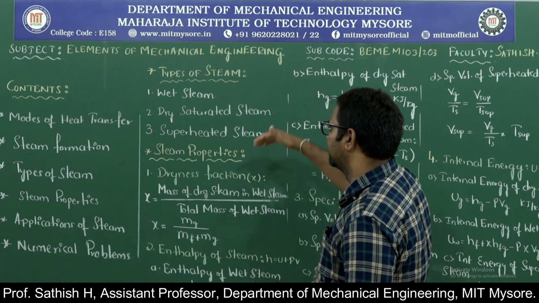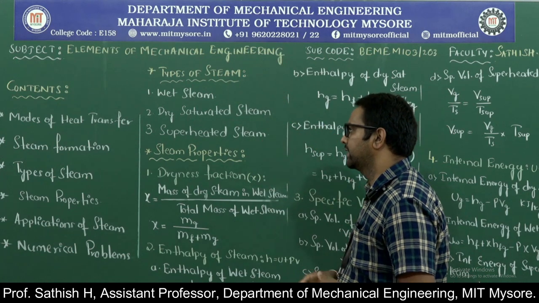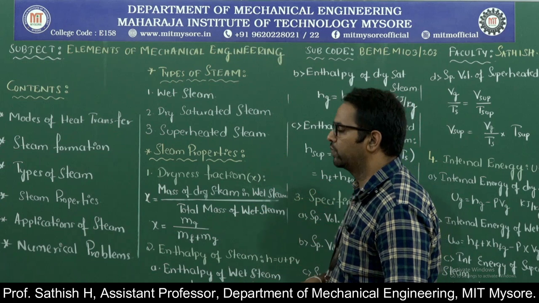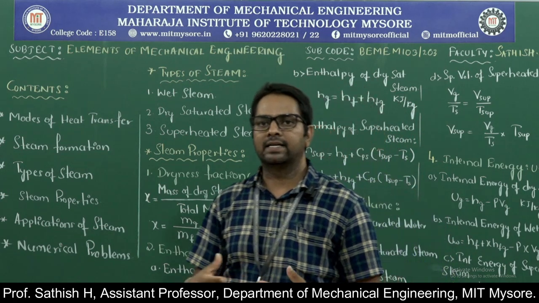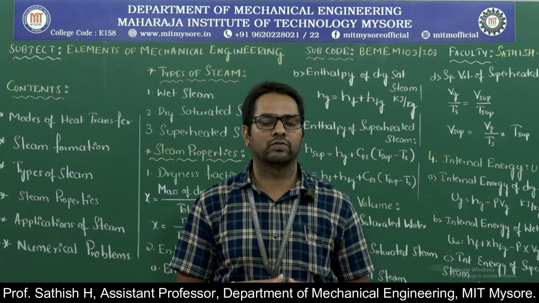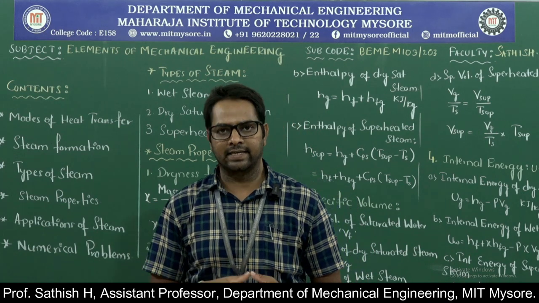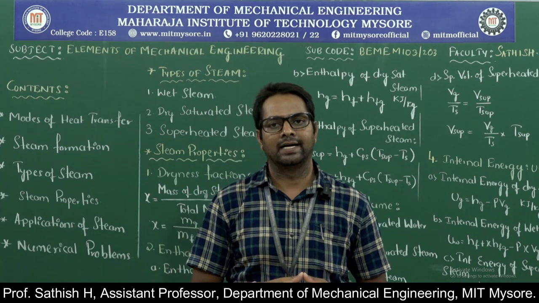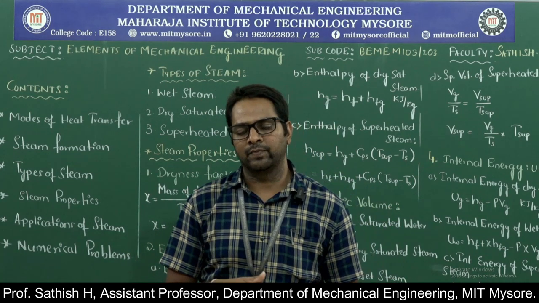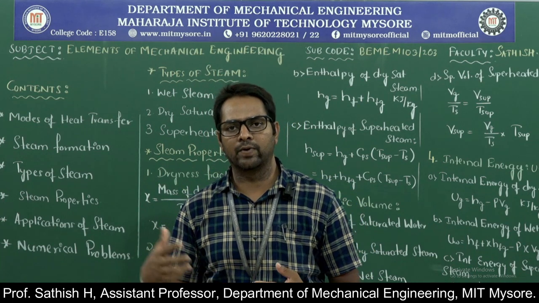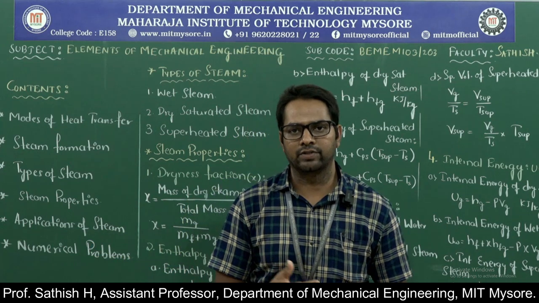Likewise, we can classify the types of steam into three types: wet steam, dry saturated steam, and superheated steam. Wet steam contains a two-phase mixture, that is, a certain amount of water molecules as well as steam, in thermal equilibrium at a given pressure and saturation temperature. In dry steam, we don't have any water molecules; all the water molecules are converted into steam.